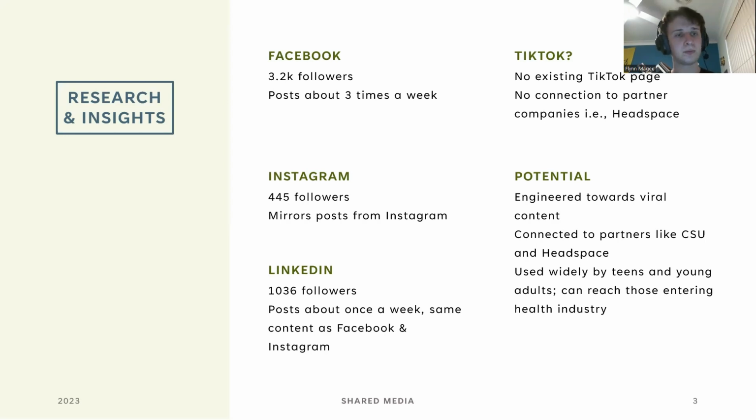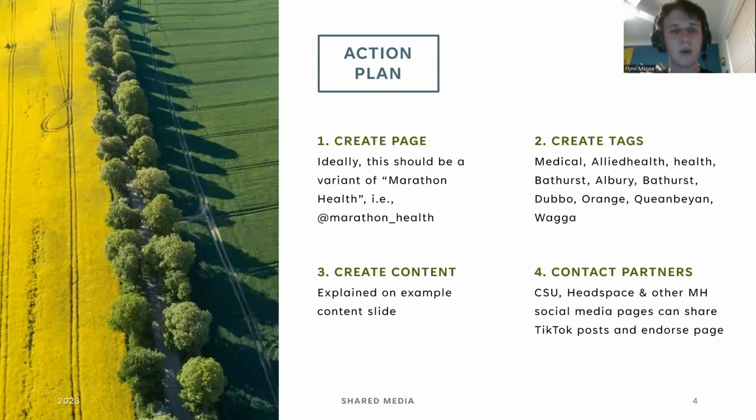or young trainees. So with that in mind, the action plan would be to create a page, ideally with the name being some variant of Marathon Health. Next, we would establish the tags that would be filtered under every piece of content that the page puts out, which would streamline the audiences. So in this case, the tags would be medical, allied health, health, Bathurst, Albury, Dubbo, Orange, Queanbeyan, and Wagga, which would allow us to access the demographics from that location.